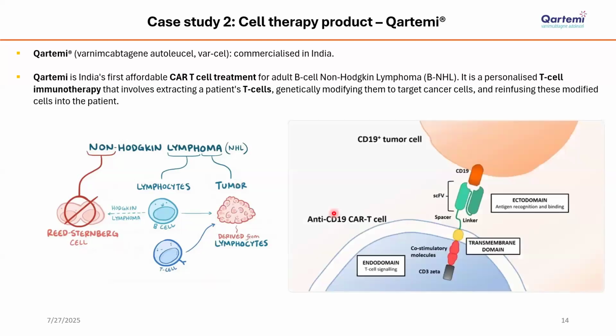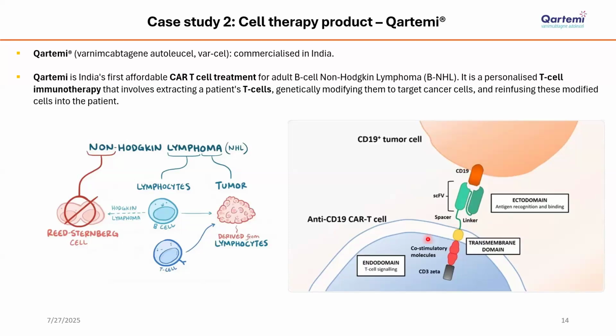So what they do in this CAR T cell therapy is that they isolate the T cell from the patient, and they genetically modify it by introducing a chimeric antigen receptor which is specific for CD19, which is the antigen present on the tumorous B cells. So these CAR T cells specifically bind to the CD19 ligands on the tumor cells.